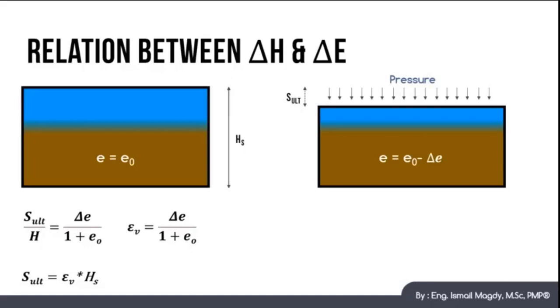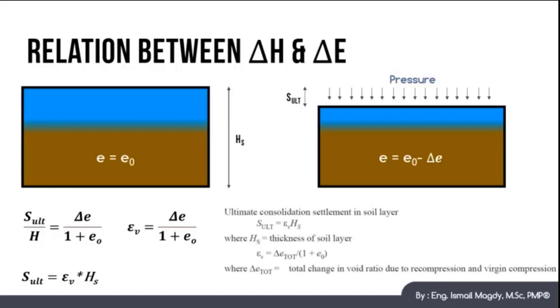The relation between those variables is governed by the following equation: S ultimate over H equals delta e over 1 plus e naught. If we take the term delta e over 1 plus e naught and call it epsilon V, this means that S ultimate equals epsilon V multiplied by H. And this is the equation that we have in the FE handbook regarding this part. But you can see that delta e is mentioned to be the total change in void ratio due to recompression and virgin compression. In our next slide, we will understand the meaning of virgin compression and recompression.